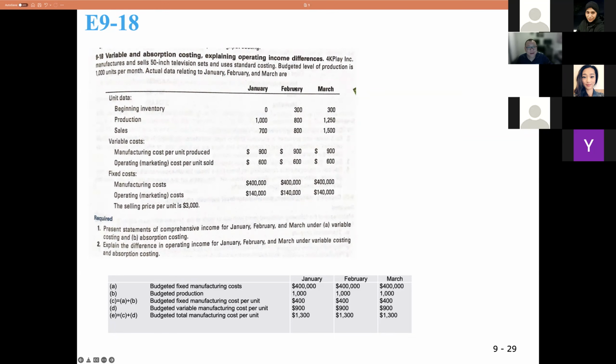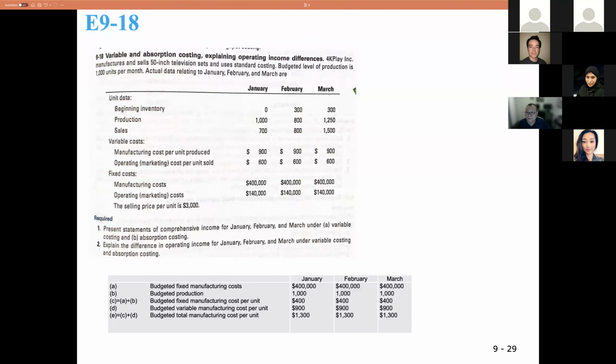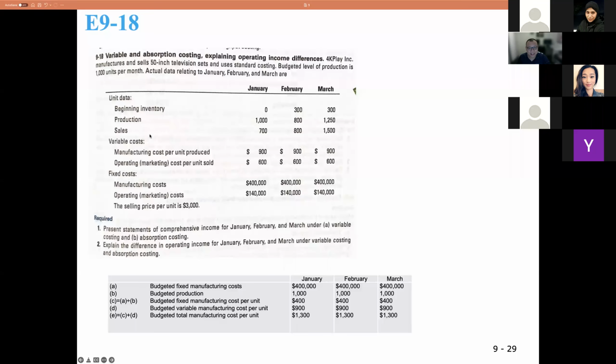For example, for February, if I compare production and sales numbers, what do you know? What did you learn? Mikako? Yeah, so it's plus minus 0. So that means both the absorption costing and variable costing operating income should be the same, right? Because the production equals the sales, right? Good, very good. We just talked about it, right?